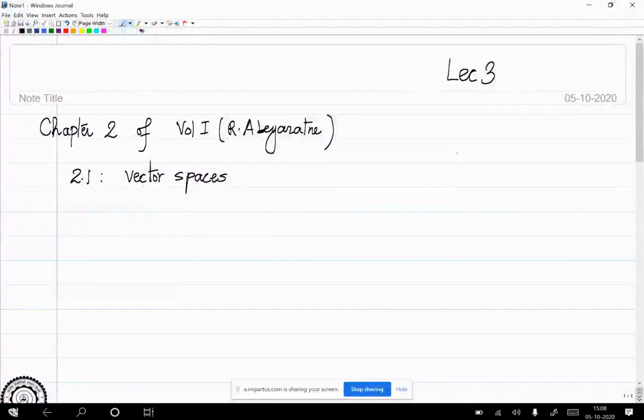So, it is about vector spaces. What is a vector space? It's a collection of vectors which need not be just vectors. It could be a collection of any objects also, and they are called vectors in an abstract sense. And it has to have addition and multiplication laws.